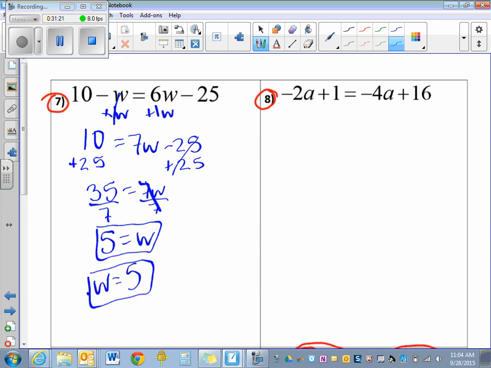Oreos are delicious, but that's not math right now. We talk about Oreos in algebra 2.